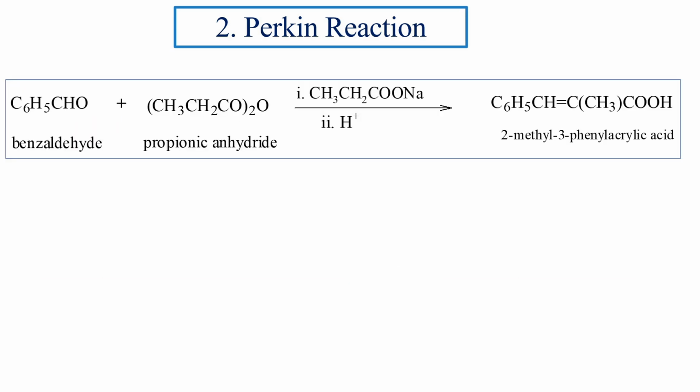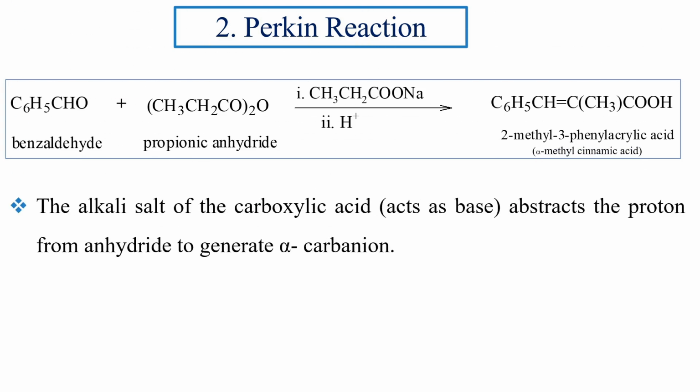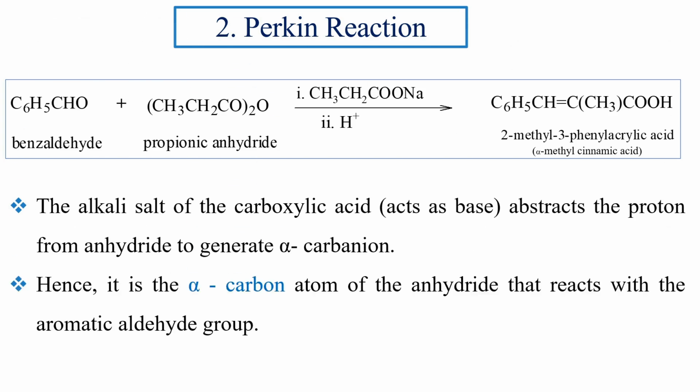Similarly, if benzaldehyde reacts with another anhydride, that is propionic anhydride, the weak base must be sodium or potassium salt of propionic acid. Here in this case it is sodium propanoate. This weak base, that is alkali salt of carboxylic acid, abstracts a proton from anhydride to generate an alpha carbanion. Hence, it is the alpha carbon atom of anhydride that reacts with the aromatic aldehyde group.